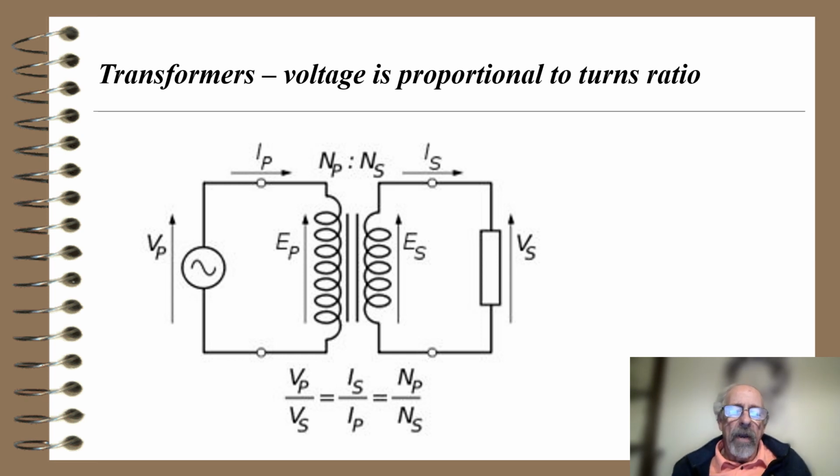Also, you might notice that I can't produce energy. I can't get something for nothing. So if the voltage on the secondary goes up, the current on the secondary goes down. The power into the primary must equal the power out of the secondary. So V sub P times I sub P will be equal to I sub S times V sub S.